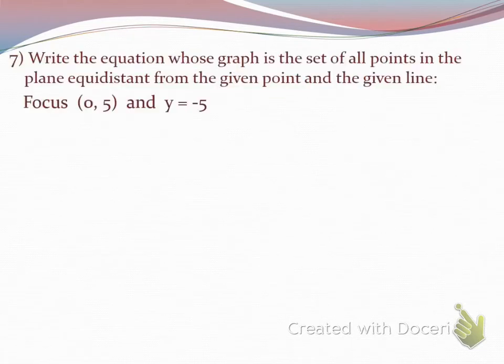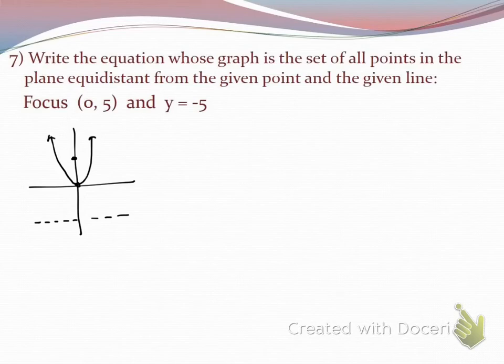Write the equation whose graph is the set of all points in the plane equidistant from the given point and the given line. So what I'm telling you is the focus is at 0, 5. So make a sketch. Make a sketch. 0, 5. There's my focus, and my directrix is y equals -5. So the vertex has to be right here. Agree? And it has to open up.